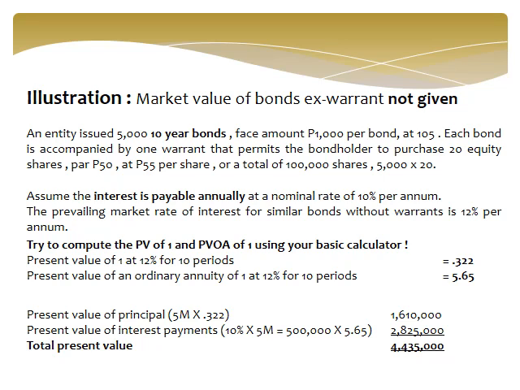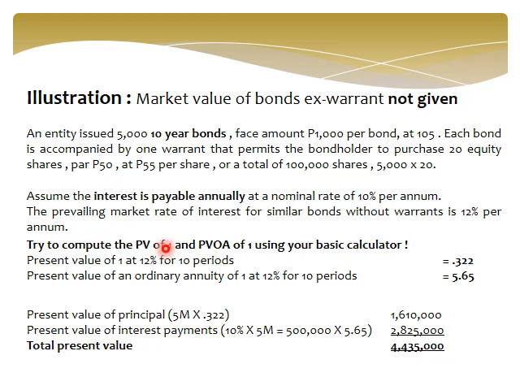So, we have this. An entity issued 5,000 10-year bonds. Face amount, the same kanina, pero ngayon, hindi na given si market value ng bonds ex warrant. So, ngayon, assuming the interest daw is payable annually, mag-proceed tayo sa second paragraph. Assume the interest is payable annually at a nominal rate of 10%. The prevailing market rate of interest for similar bonds without warrants is 12%. So, sa pag-compute ng present value factor, ginagamit natin na rate is the effective rate or the prevailing market rate.